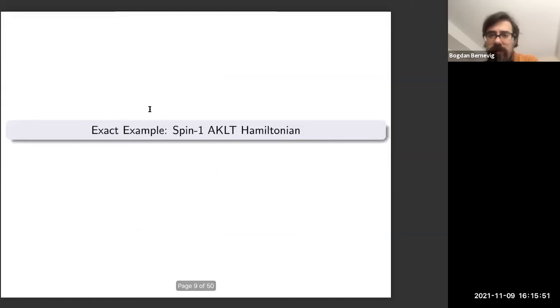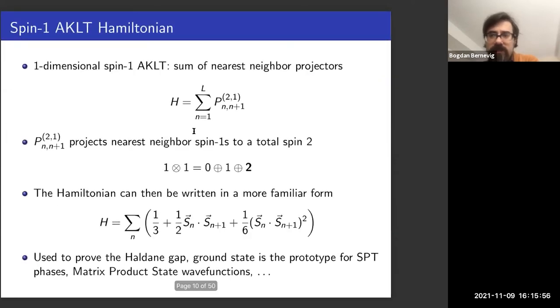Okay, so what's the model that we used? Well, the model that we used is the AKLT spin chain. This is a famous model where you have a sum of nearest neighbor projections, where two nearest neighbors cannot be in a spin two state. This is a spin one model, and two nearest neighbors cannot be in a spin two state. And the Hamiltonian can be written more familiarly as this biquadratic Hamiltonian.